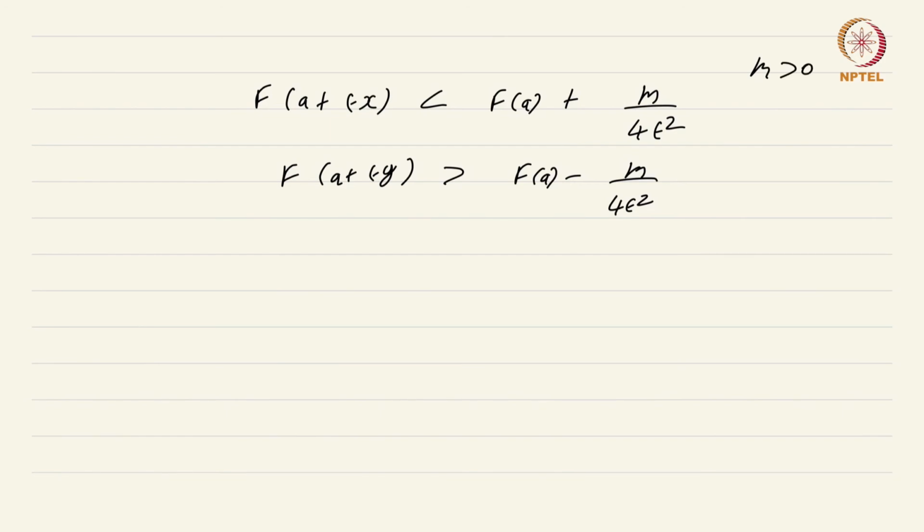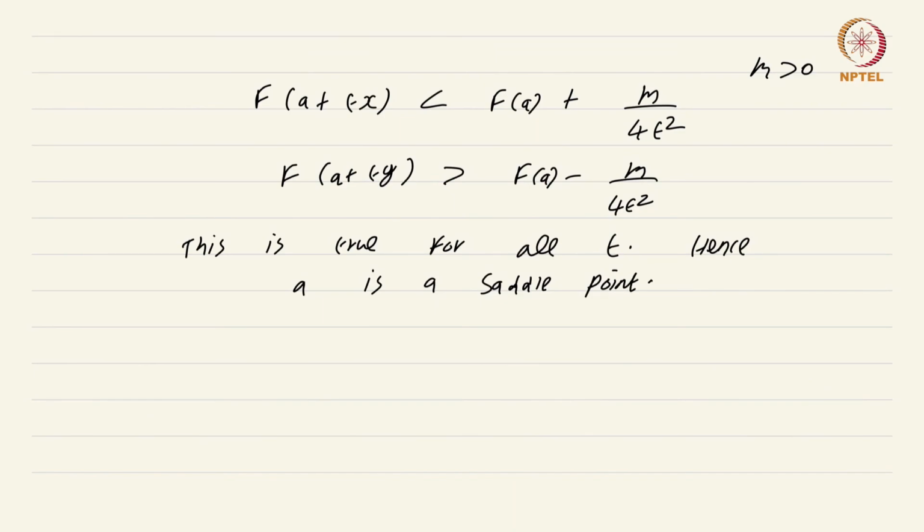Okay, and this is true for all t. Hence a is a saddle point. Okay, so this concludes the theorem. The proof is not hard. It just involves simple inequalities once you know the behavior of the Hessian.